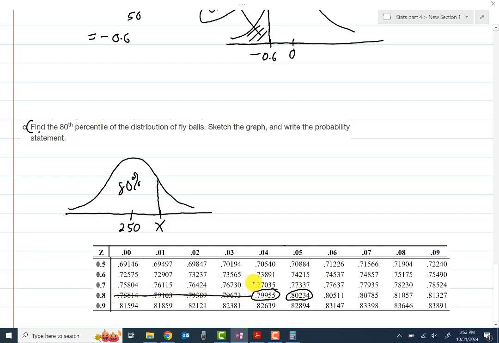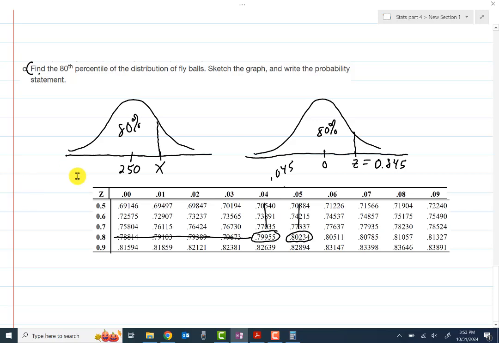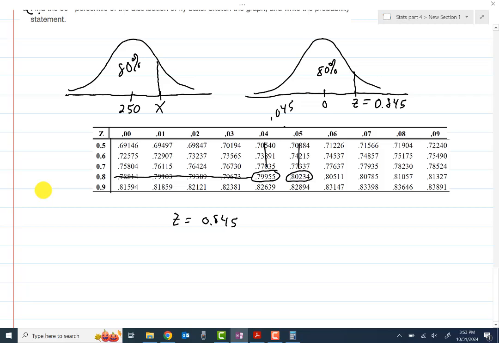So what do we have here? This is 0.845, so I'm going to do 0.045. Well, I got ahead of myself. This table only works with the standard normal distribution. So I'm going to use z equals 0.845. And then to go get x back, we need to use this. Z equals 0.845. I'm going to replace z with its formula.